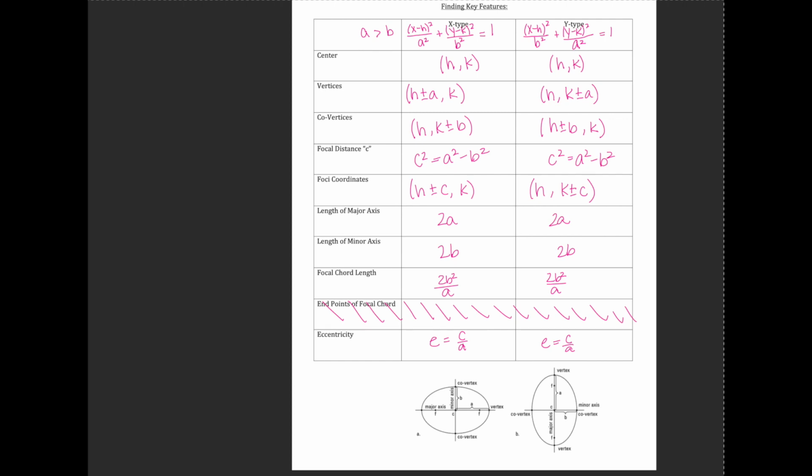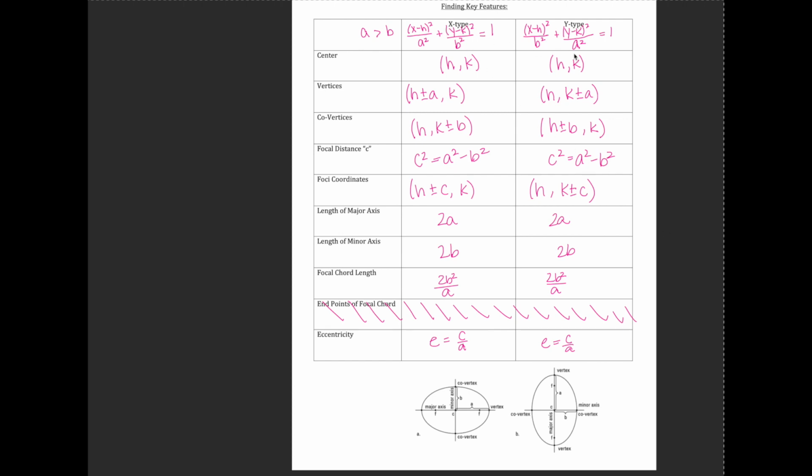Hey guys, so today we're going to be talking about writing the equation of an ellipse given some key features. In the table in front of you, you have all of the ways that you can find the key features of each type of ellipse. I'm going to link in the description a video for graphing the ellipse, which shows you how to pull out these key features from the x-type and the y-type equations. I'm just going to shoot through this table really quick, reviewing what we're going to need for today.